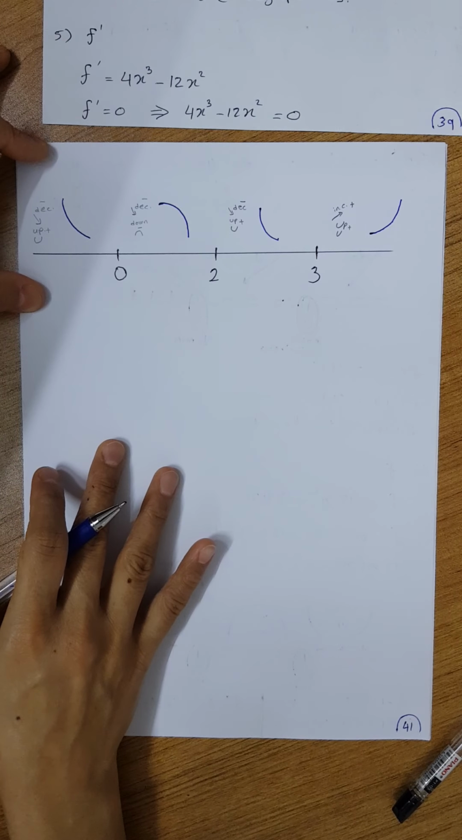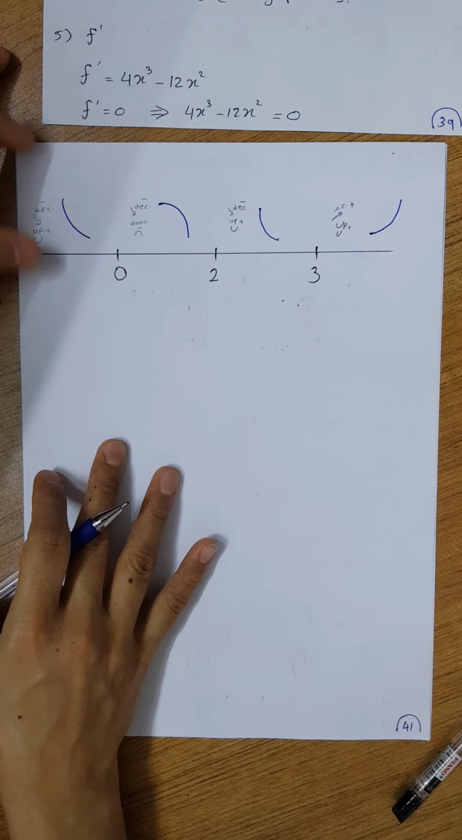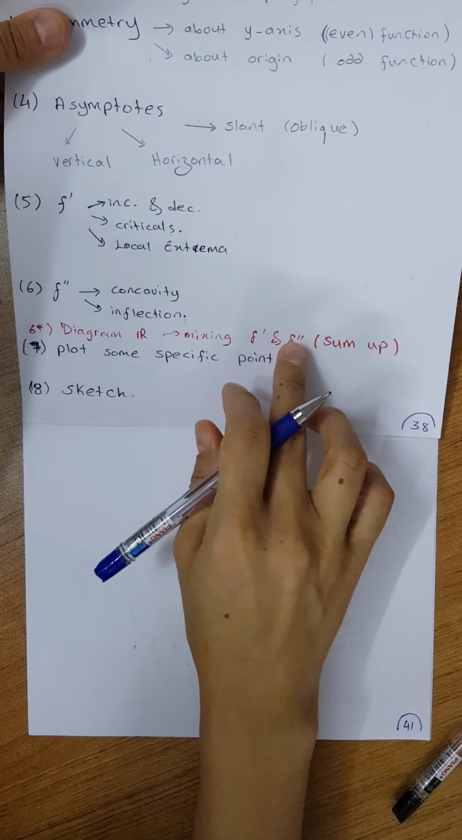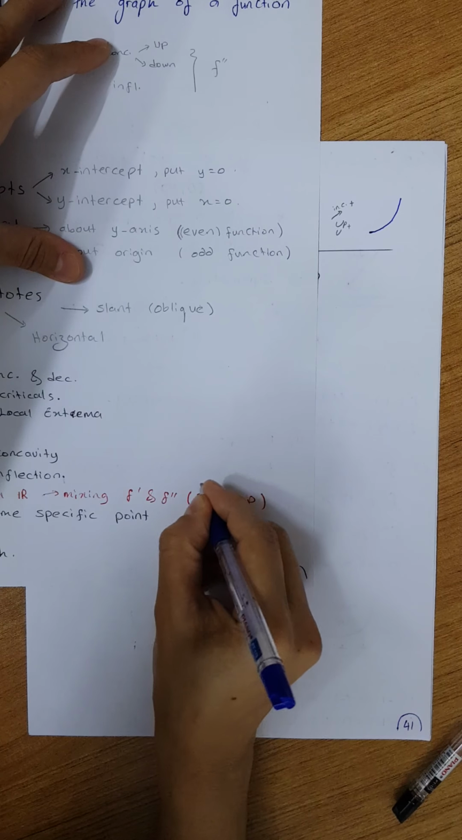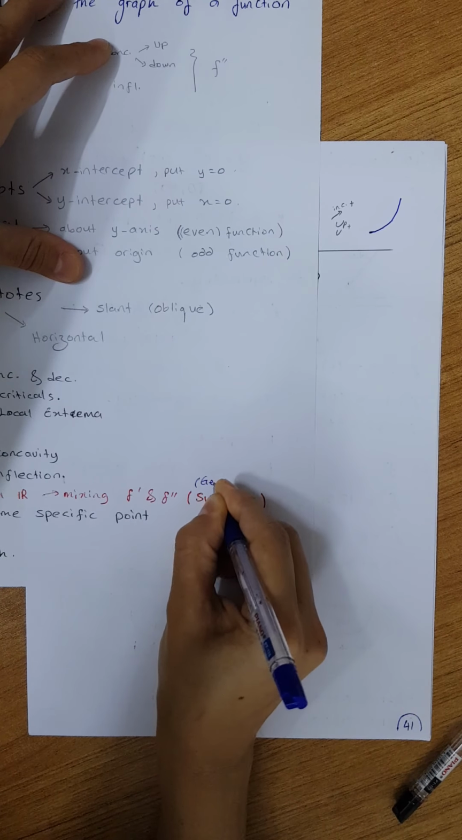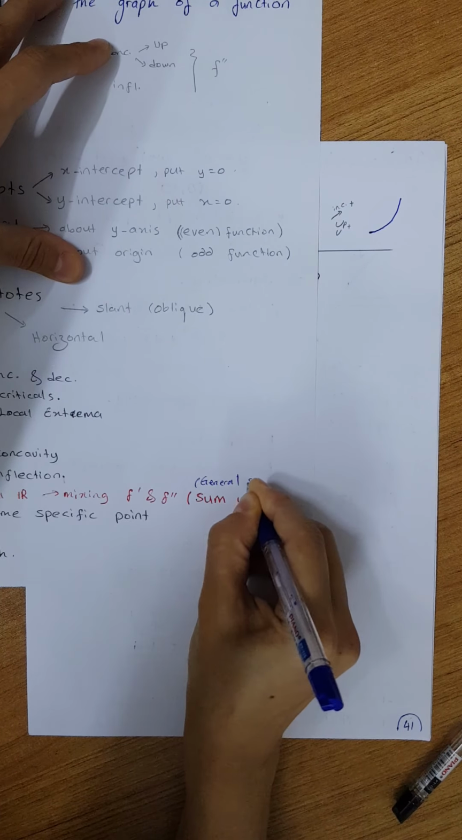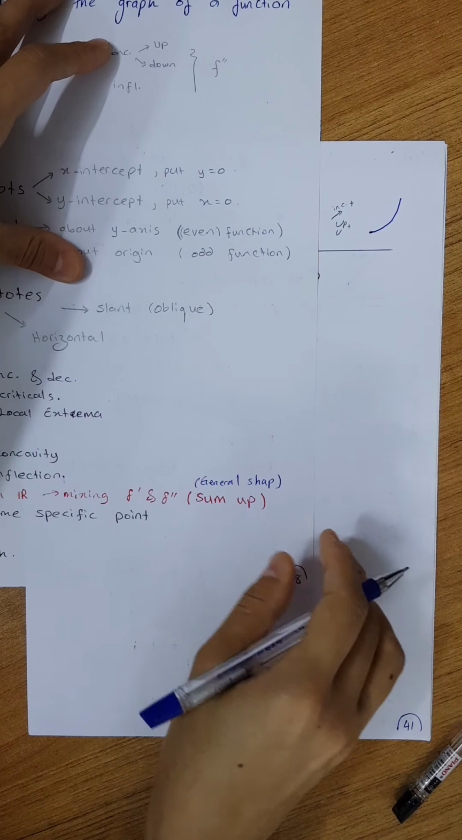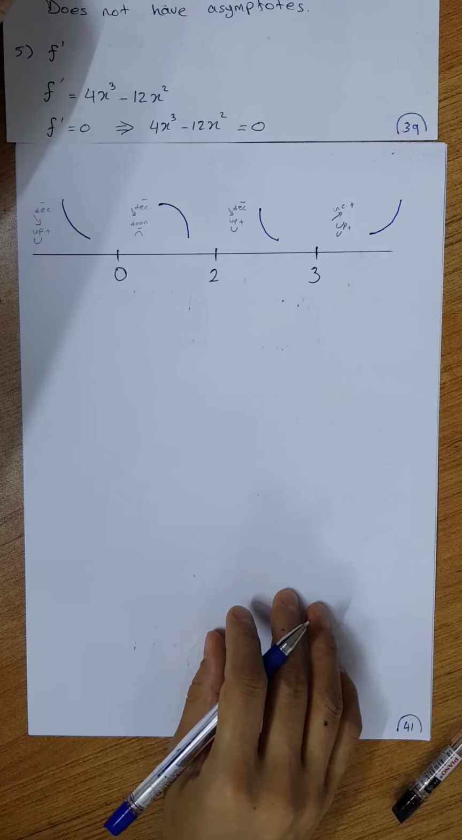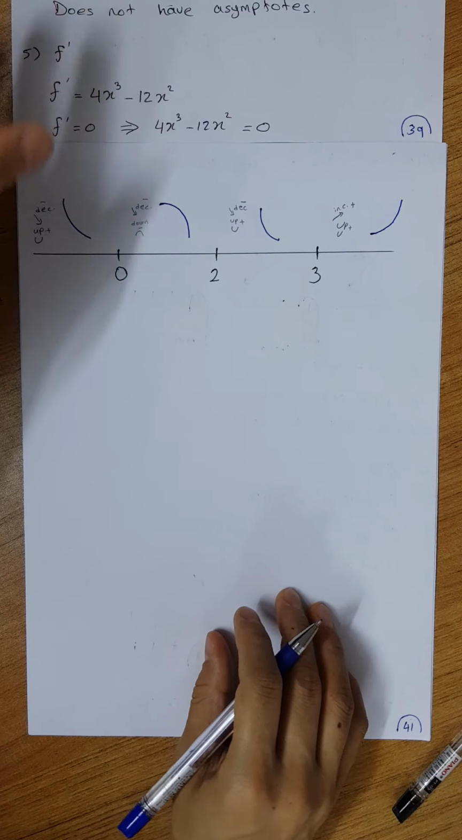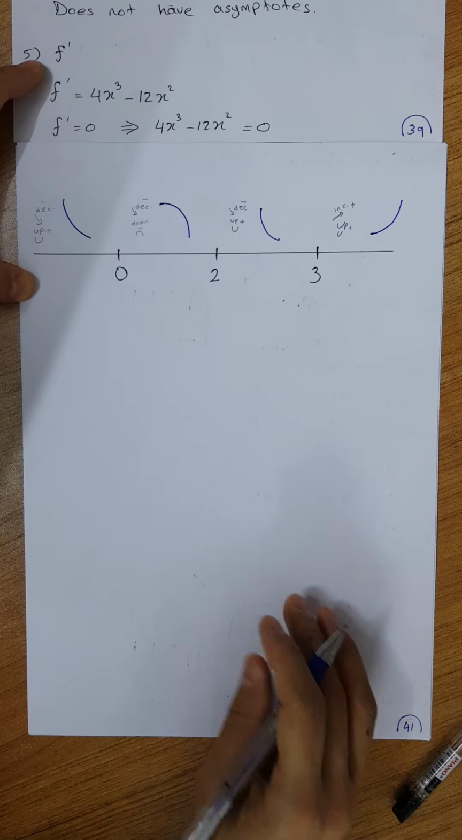So what do I have to do? I have to plot the points, okay? That was the sum up, or the general shape. I can also name it as general shape, okay? Now I know the general shape or the sum up of the procedures that I have done. What do I have to do? I have to plot the specific points.